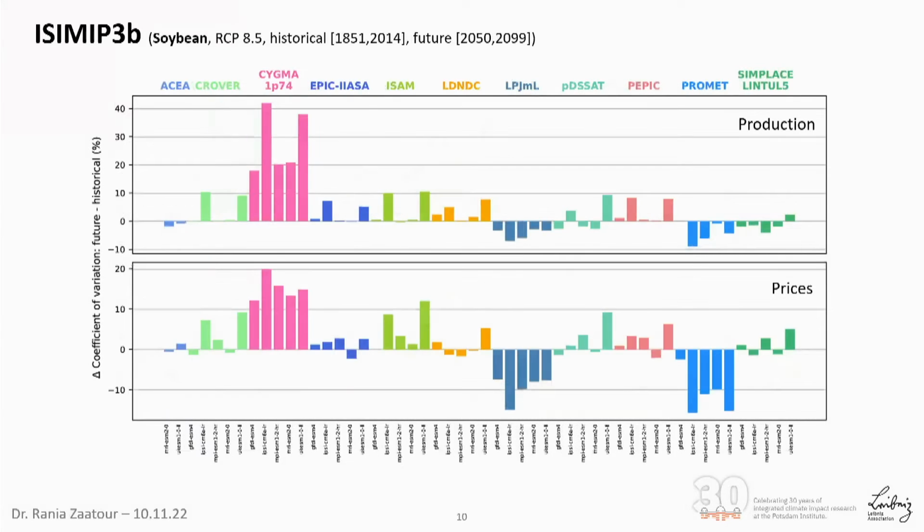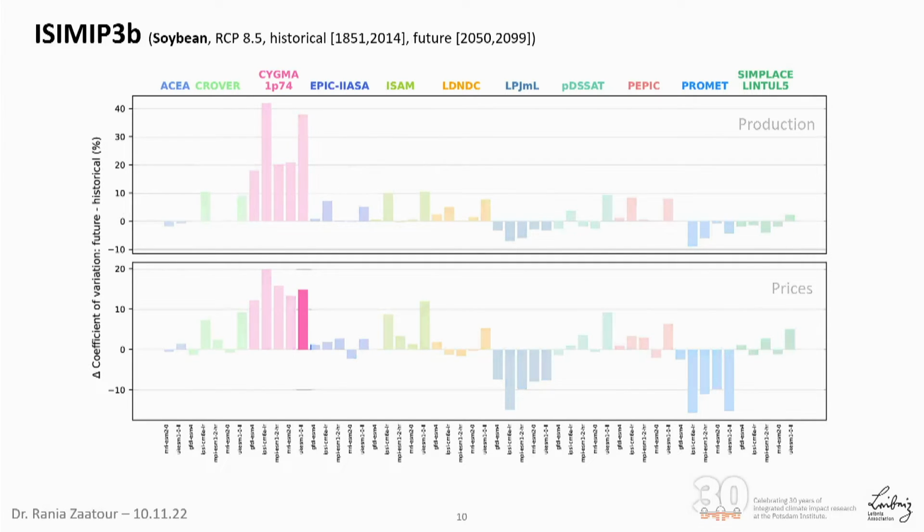Moving on to results for soybean, still under RCP 8.5. So here again, we have different models that expect production and prices to vary less in the future, and some others expect them to vary more in the future. And here we have a very, very high magnitude of variability, reaching more than 40% for the production and reaching 20% for the prices, which translates into a very high volatility.